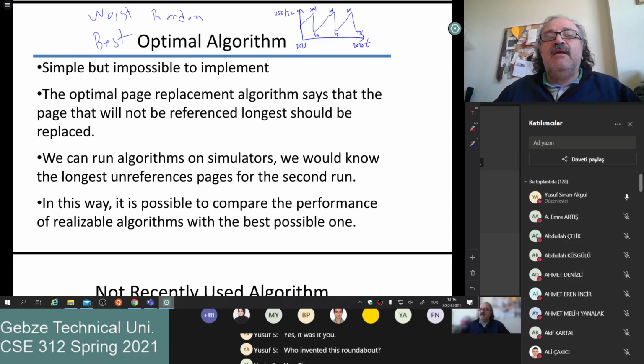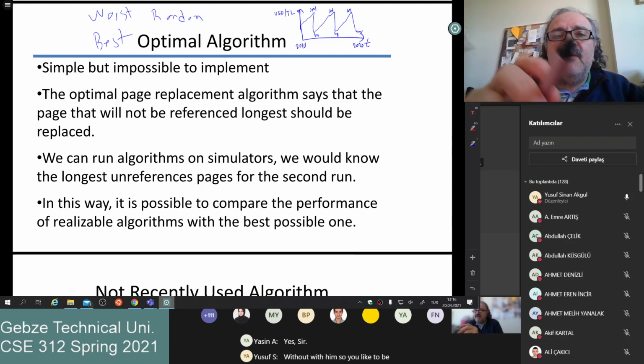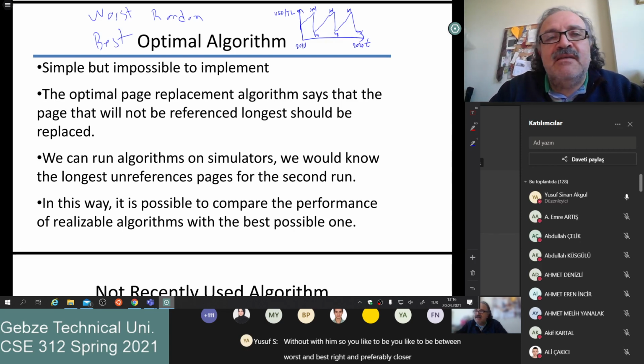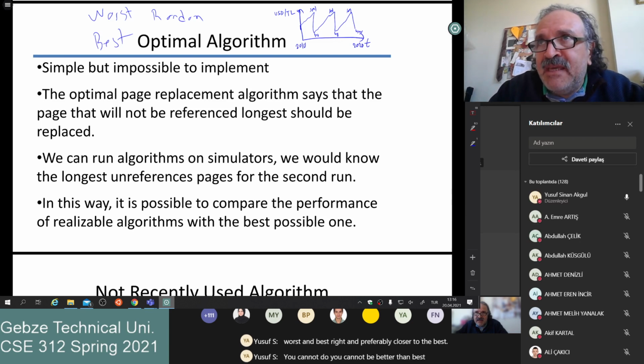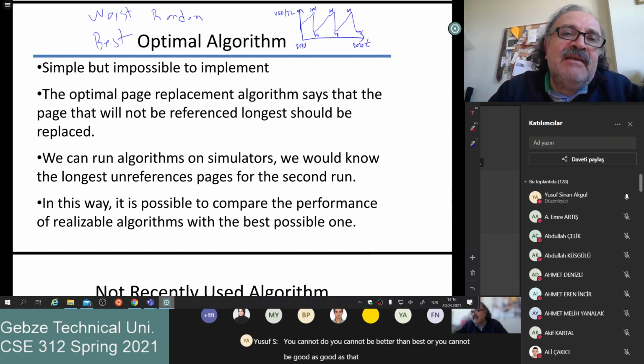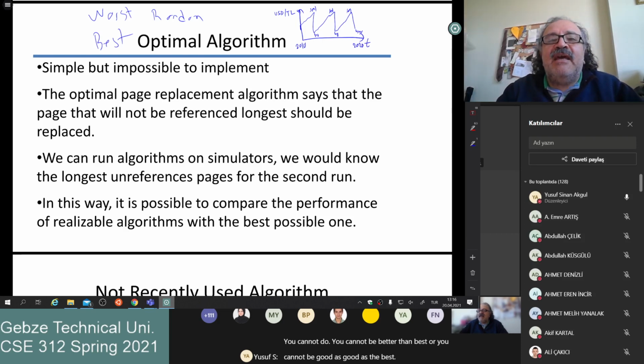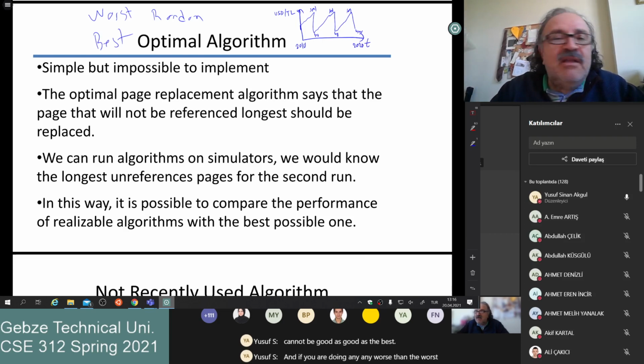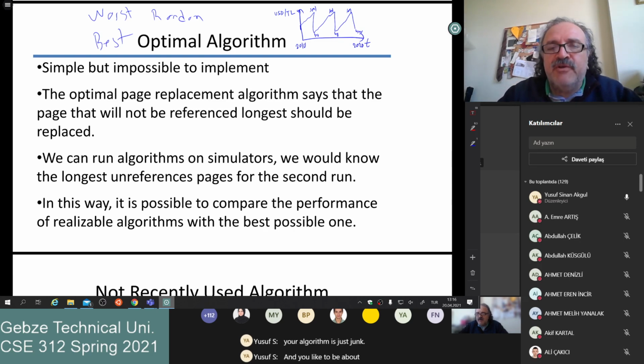So you like to be between worst and best, right? And preferably closer to the best. You cannot be better than the best, or as good as the best. And if you are doing any worse than the worst, then your algorithm is just junk. You like to be above the worst.